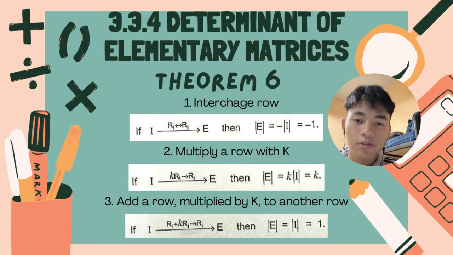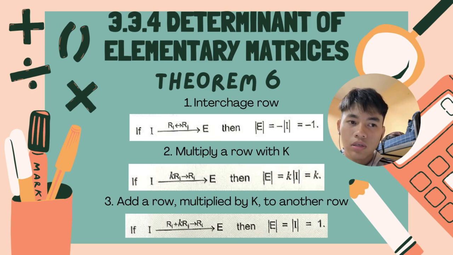Next, I'm going to explain 3.3.4, which is determinants of elementary matrices. First things first, we need to understand the rules of theorem 6. First, when we do an interchange, we get -1, where 2. Next, when we multiply a row by k, we get k. Third, lastly, when we add a row multiplied by k to another row, the new determinant will be 1.